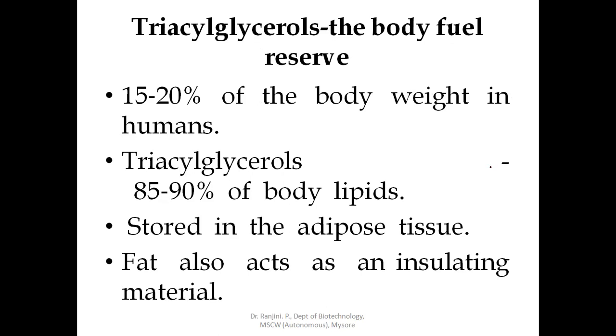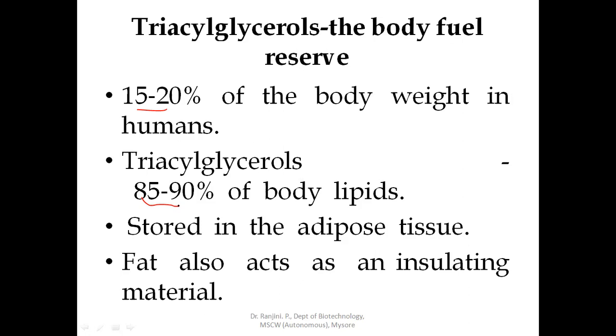Triacylglycerols are the body fuel reserves. Lipids contribute about 15 to 20% of the body weight in human beings. Triacylglycerols, otherwise termed triglycerides, are the most abundant lipids. They comprise about 85 to 90% of the body lipids. The lipid proportion is only 15 to 20%, and of that, about 90% is formed by triacylglycerols.